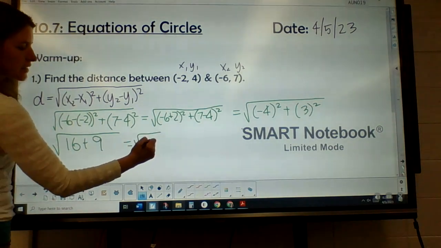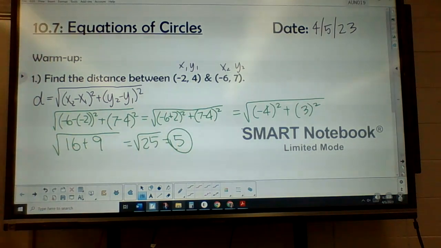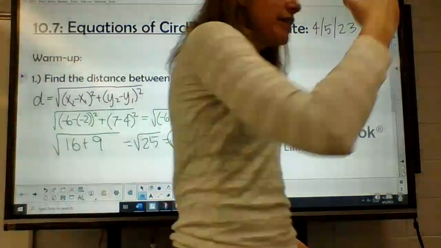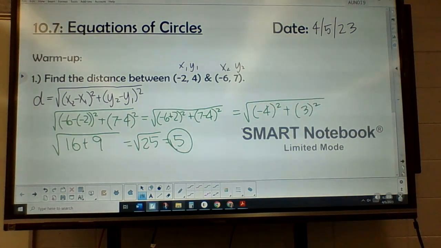So I find out this is the square root of 25, which is just 5. So the distance between these two would be 5 units if this is a coordinate system. Not inches or anything, because we don't know how far apart they were, but that's how many units it would be in that case. If you're comfortable with the distance formula, the circle equation, like I said, is very, very similar.